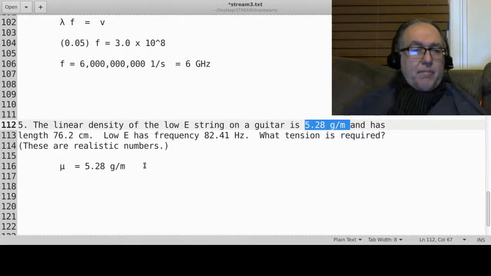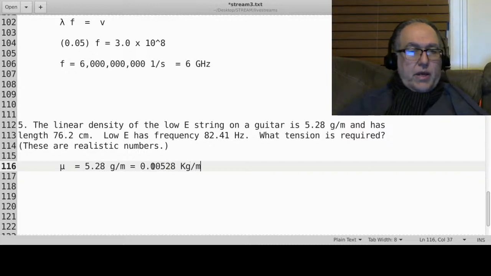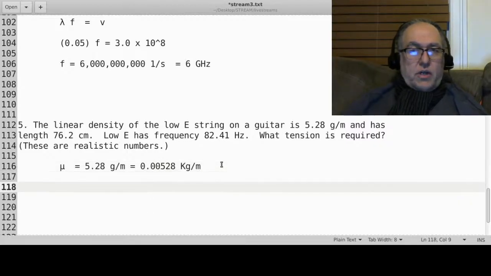That's not MKS though. That's in grams. To go from grams to kilograms, you have to divide by 1,000. So that's going to be 0.00528 kilograms per meter. So the decimal was here. Divide by 10, 100, and 1,000, and the decimal winds up there. Dividing by 1,000, you're moving the decimal to the left 1, 2, 3 times. So there's our mu.